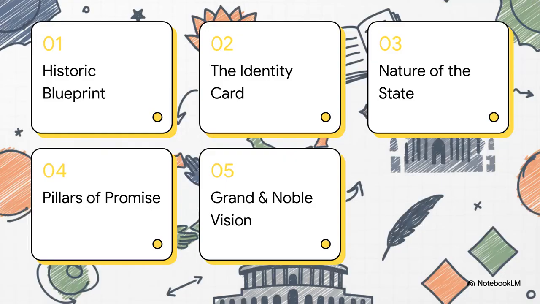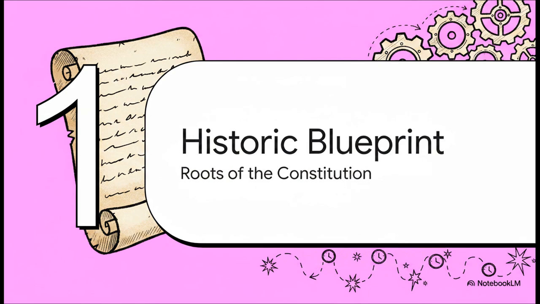Okay, let's dive into this roadmap we've got for today's explainer. We'll start with the nation's historic blueprint, then we'll be unpacking the identity card, move on to the nature of the state, explore the 4 pillars of promise, and wrap up with a grand and noble vision. Section 1, the nation's historic blueprint.